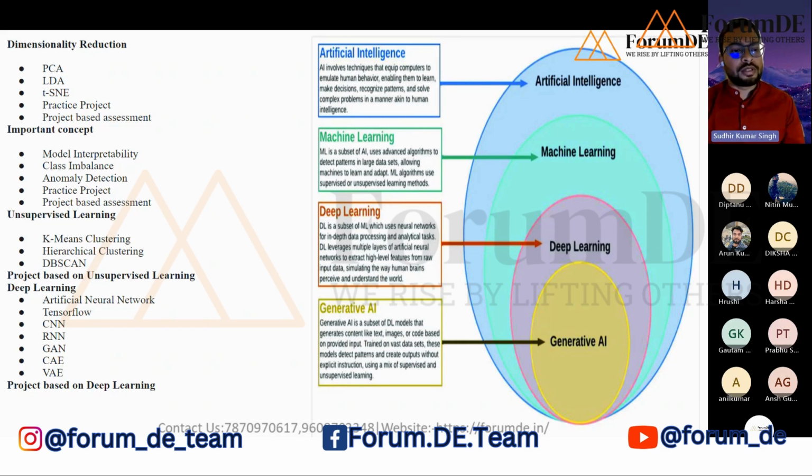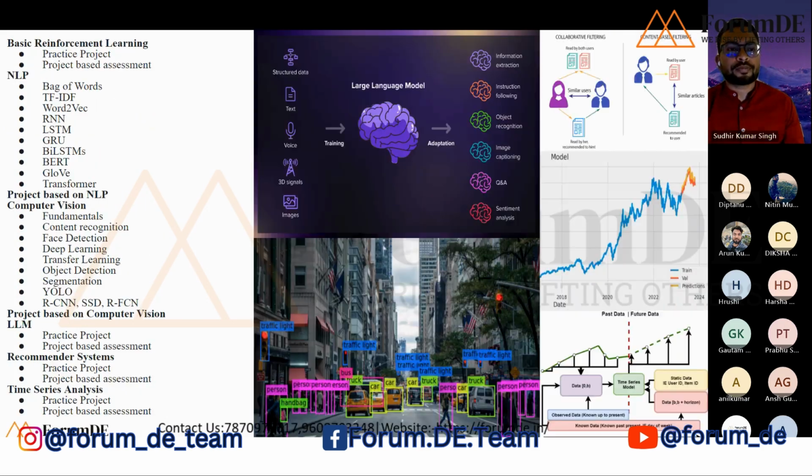So next we have unsupervised learning, and then we have a project based on unsupervised learning. Next we'll move to deep learning, where we'll understand the mathematics and the reasoning behind artificial neural networks, how they work. Then we will go for more complex algorithms like convolutional neural network, working with images, RNN, generative adversarial network, convolutional autoencoder, variational autoencoder, and we'll cover each in detail and how these algorithms work. Then we'll go for basic reinforcement learning, where we'll see one simple project.